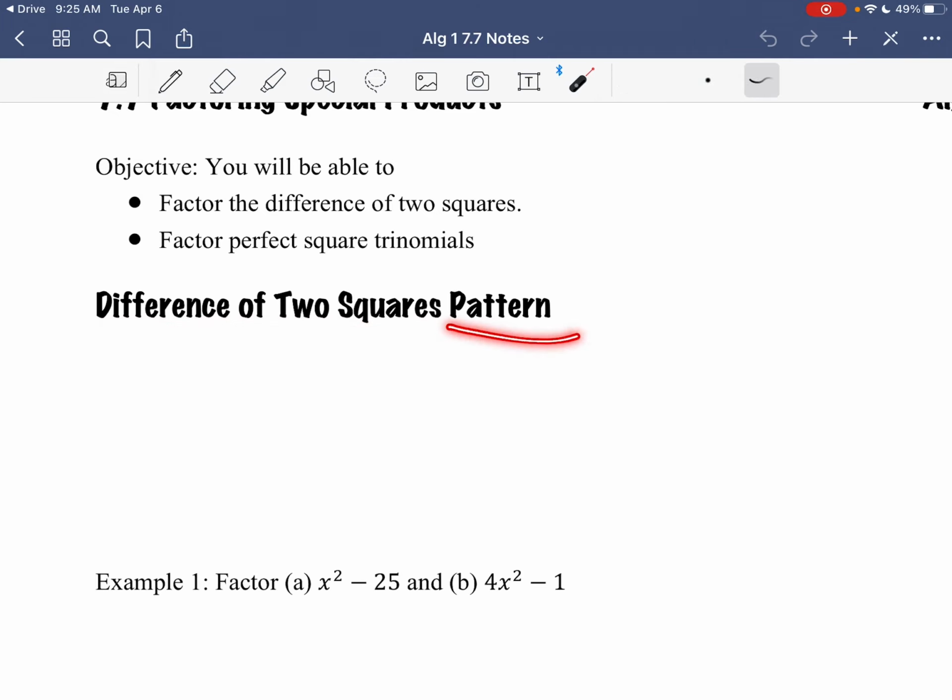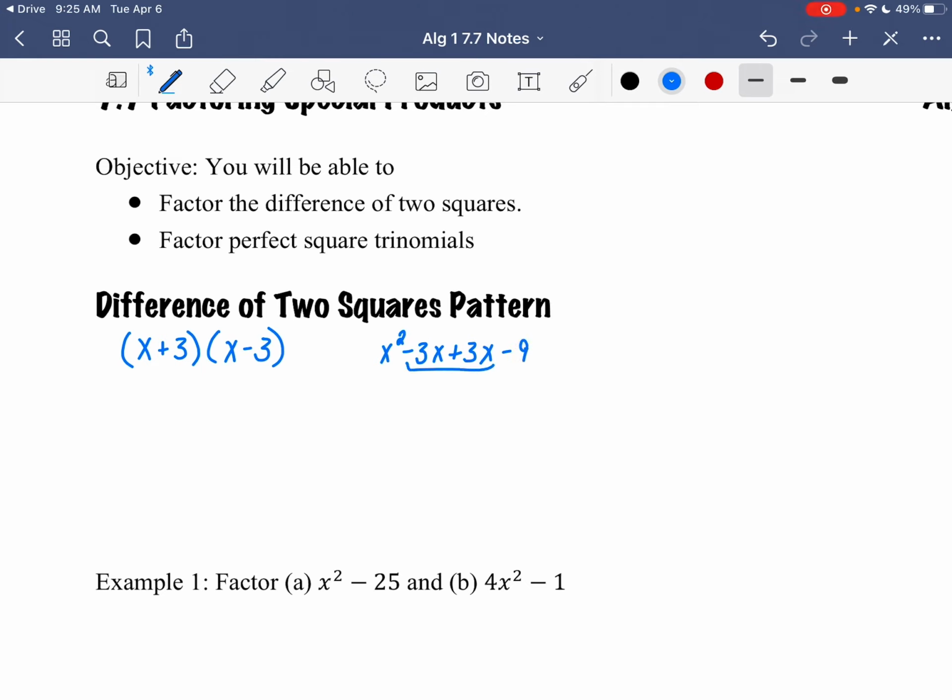But first, let's do a bit of patterning. We're going to look at a pattern. If I take x plus 3 times x minus 3, this was a multiplication pattern that we saw a while back. If I multiply this out, distributing, I get x squared minus 3x plus 3x minus 9. The middle terms add out and I end up with x squared minus 9. I multiplied a binomial, two terms times two terms, but I only end up with two terms.